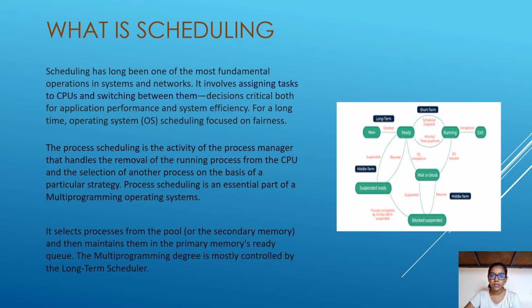Processor scheduling is an essential part of a multi-programming operating system. It selects processes from the pool in secondary memory and then maintains them in the primary memory's ready queue. The multi-programming degree is most commonly controlled by the long-term scheduler.